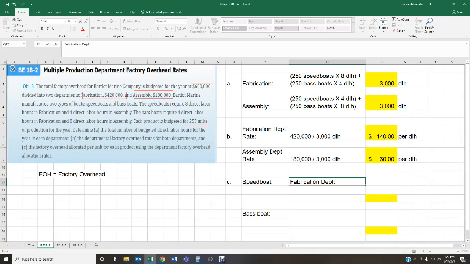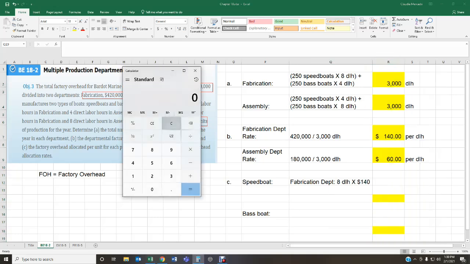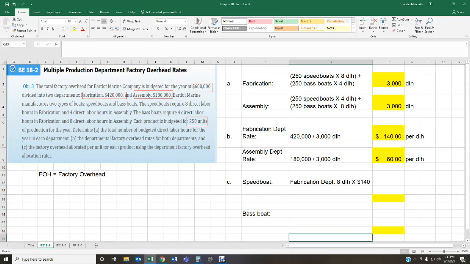In the fabrication department for the speedboat, we take 8 direct labor hours. So we have 8 direct labor hours in fabrication for the speedboat, and I'm going to multiply it times my fabrication department rate of $140. Let's see what that gives us. 8 times 140, that's 1,120.